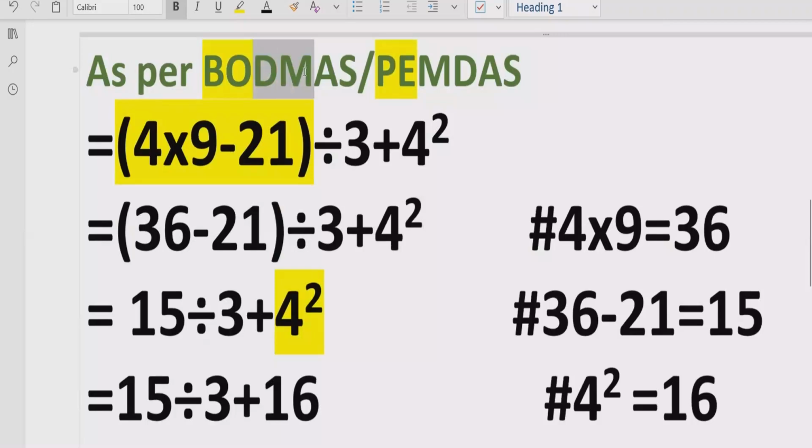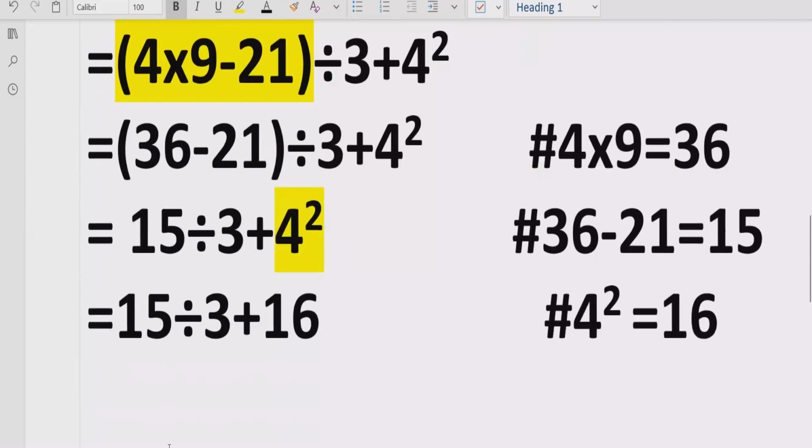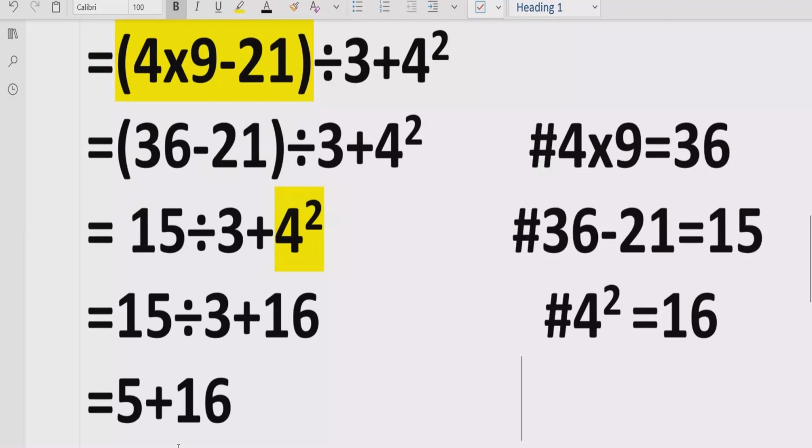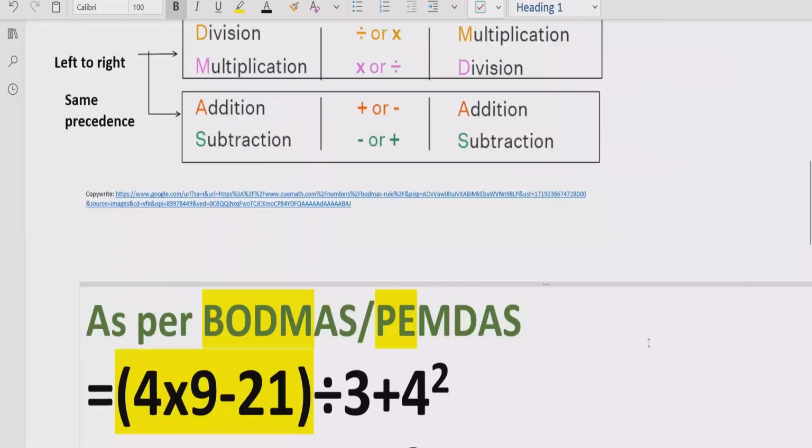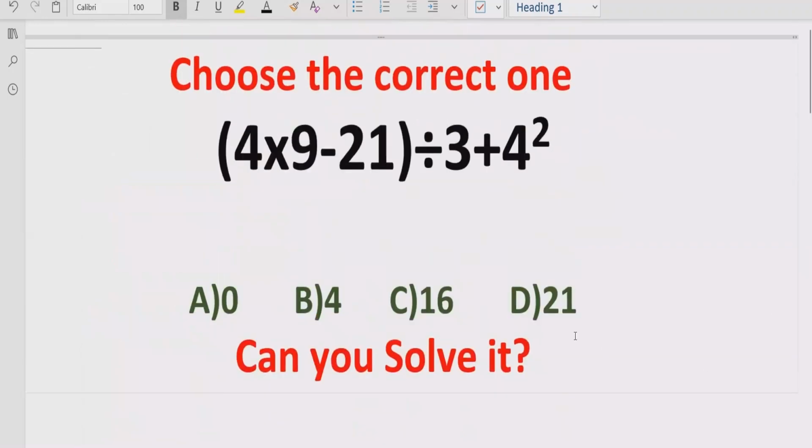Now we have to see the division and multiplication, step number 3. So now we have the one division which is 15 divided by 3. We will divide these two terms and get the answer, 5 plus 16. And here we have to give the reference like this one. Now we have to add both of them and get the answer, which is 21. The answer of the given expression is 21. If you see the answer list, answer D is the correct answer of this expression.